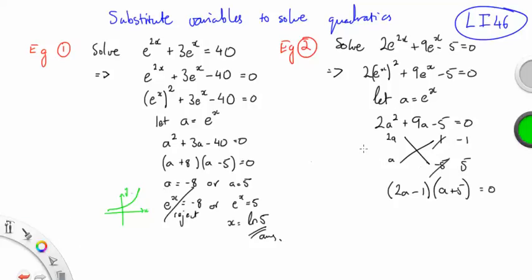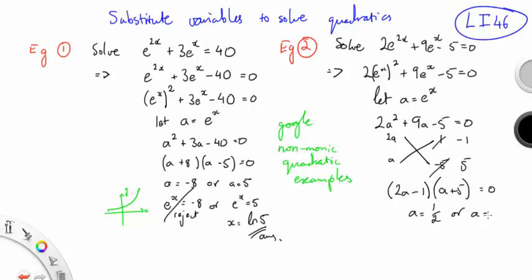If you want more practice with that, Google non-monic quadratic examples. Find some problems on it, get some practice with it. Okay, now we can solve for a. So a equals a half, or a equals negative 5.